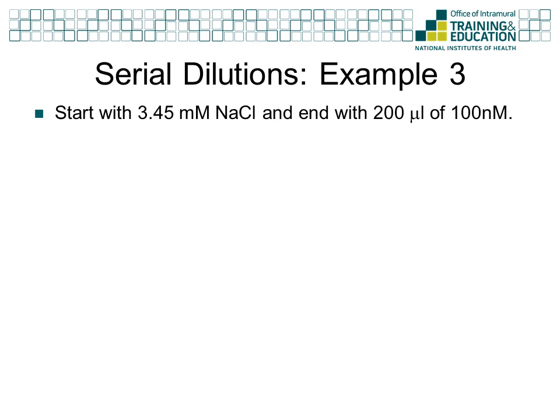So let's look at something a little different. Oftentimes, you start with concentrations of your stock solution that are not factors of 10 away from your desired final concentration. Take, for example, having a 3.45 millimolar stock solution of NaCl and wanting 200 microliters of 100 nanomolar NaCl. What would you do first?